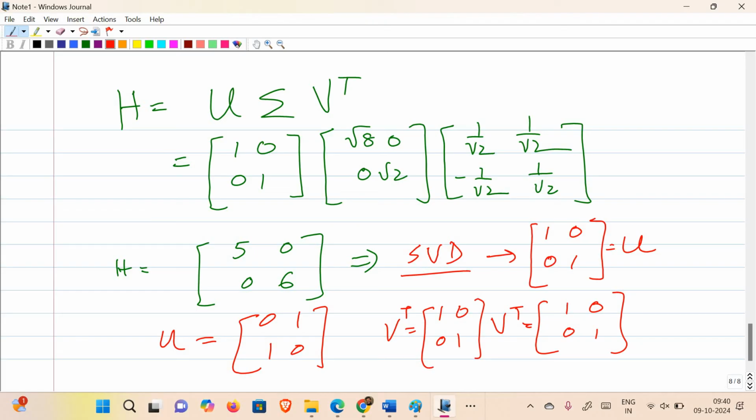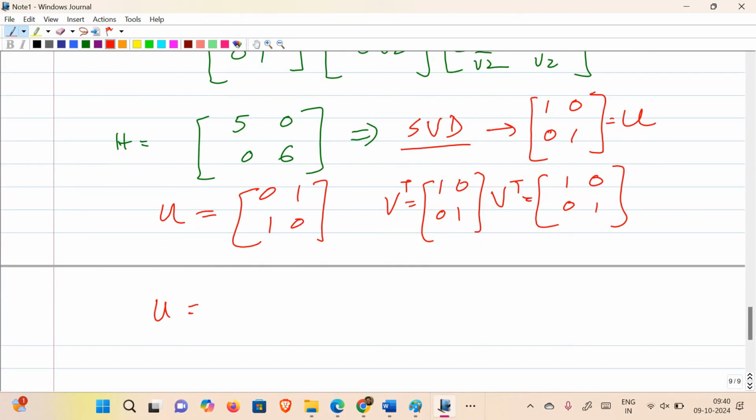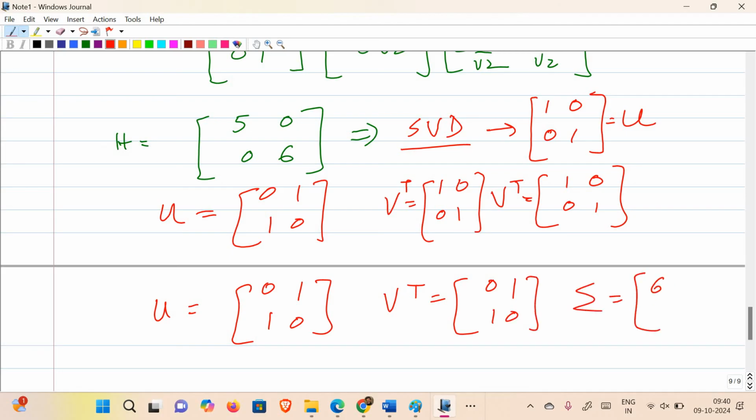Alright. In this case, one solution I found is that if I take U as 0, 1, 1, 0 and V transpose as 0, 1, 1, 0, my sigma should be around 6 0 0 5. But as I said, this is only one of the solutions, because when you change the values of U and V, the value of sigma will also change. So it varies. There can't be a single answer.